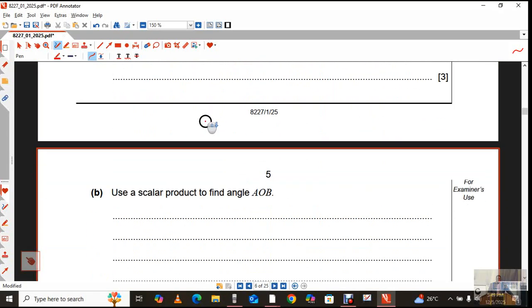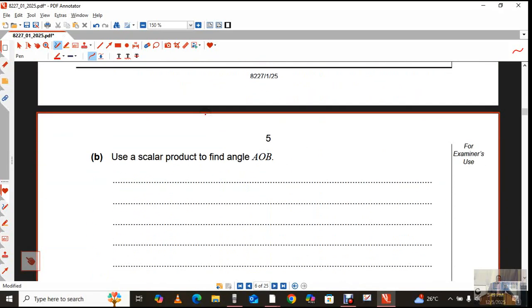Now there's a B part to the question. They say use a scalar product to find angle AOB. Now what I like to do when I do this, I like to draw what I have. Okay. So this is angle AOB. Now can you see that the angles, the arrows either go towards each other, or they go away from each other. That's how you're going to find.